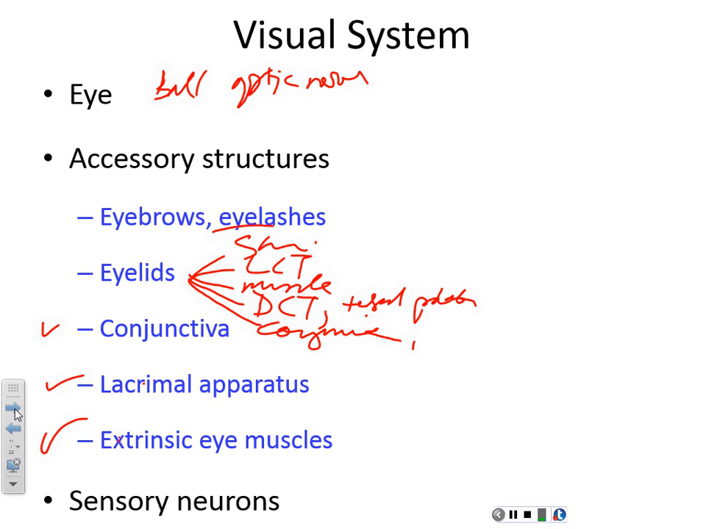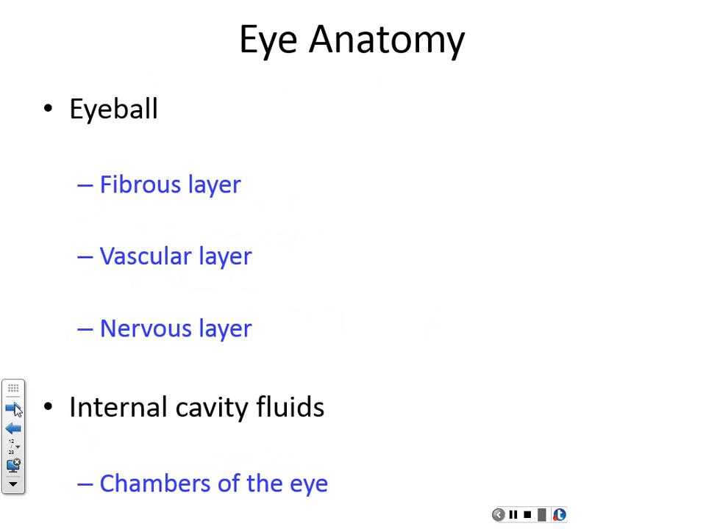Of course, you need that to take the information through the optic nerve. Okay. And then everything's kind of very detailed all the time. Okay, fibrous layer is those two. What are they? Sclera and cornea.